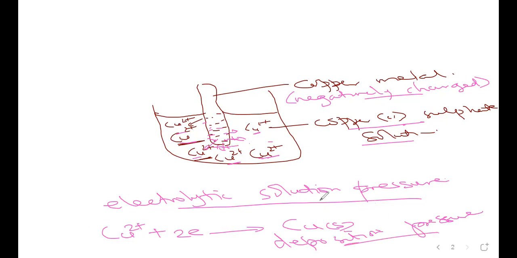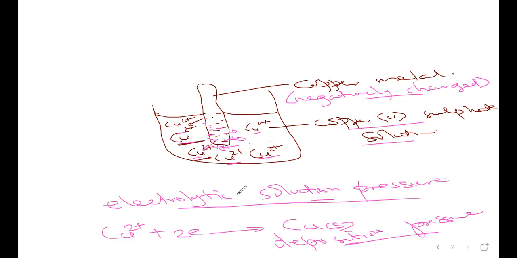Now in solution, the electrolytic solution pressure, which I've just explained, and the deposition pressure occur simultaneously for a metal rod. And the potential difference gets established. That potential difference between the strip of the metal and the solution depends on the nature of the metal and the concentration of the ions in equilibrium with the metal surface.